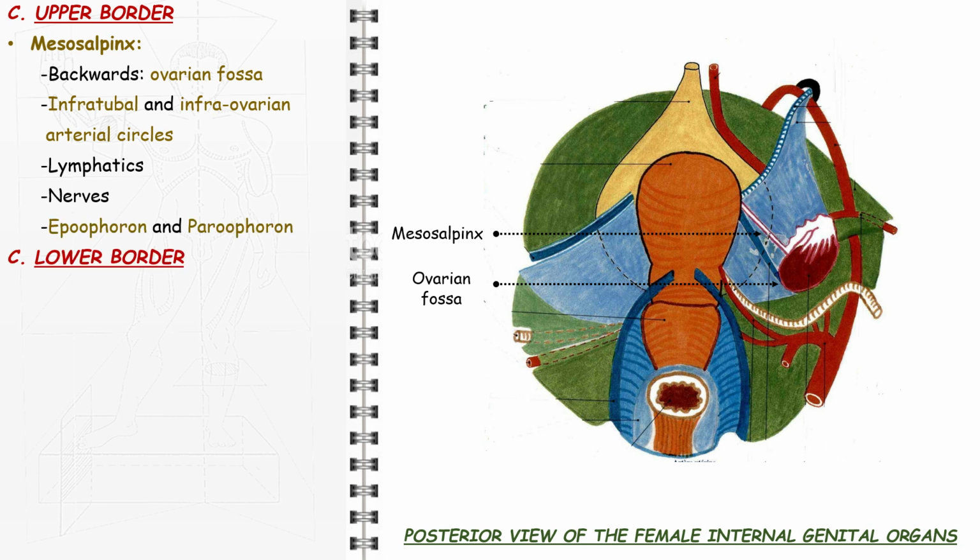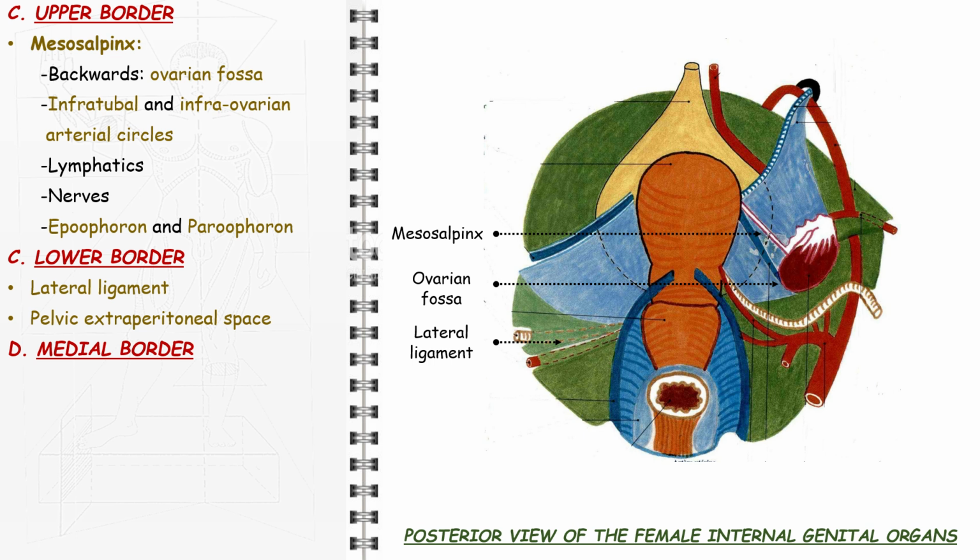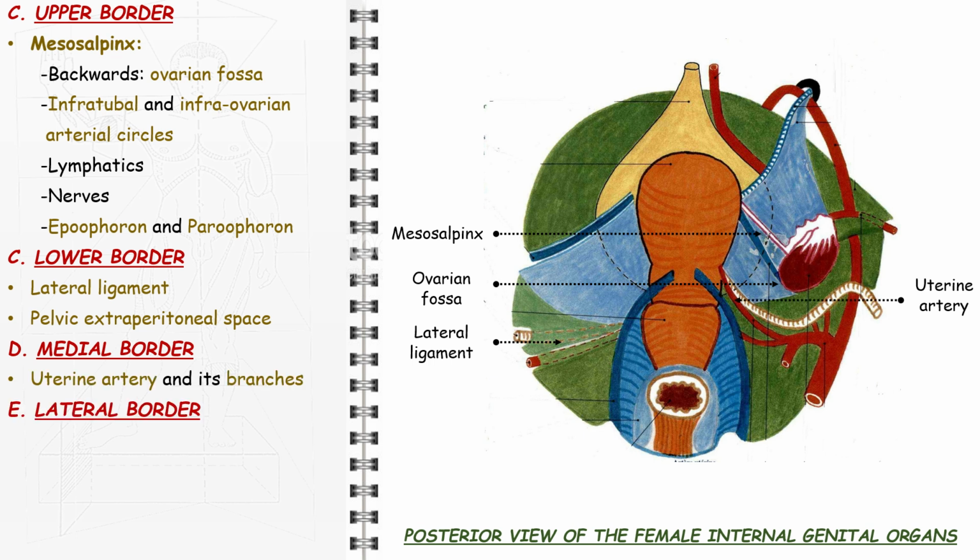The lower border of the broad ligament is continuous with the lateral border of the lateral ligament and is separated from the pelvic diaphragm by the pelvic extraperitoneal space. The medial border of the broad ligament corresponds to the point of fusion of the double fold of the broad ligament containing the uterine artery and its branches. The lateral border constitutes the point of fusion of the broad ligament with the parietal pelvic peritoneum.